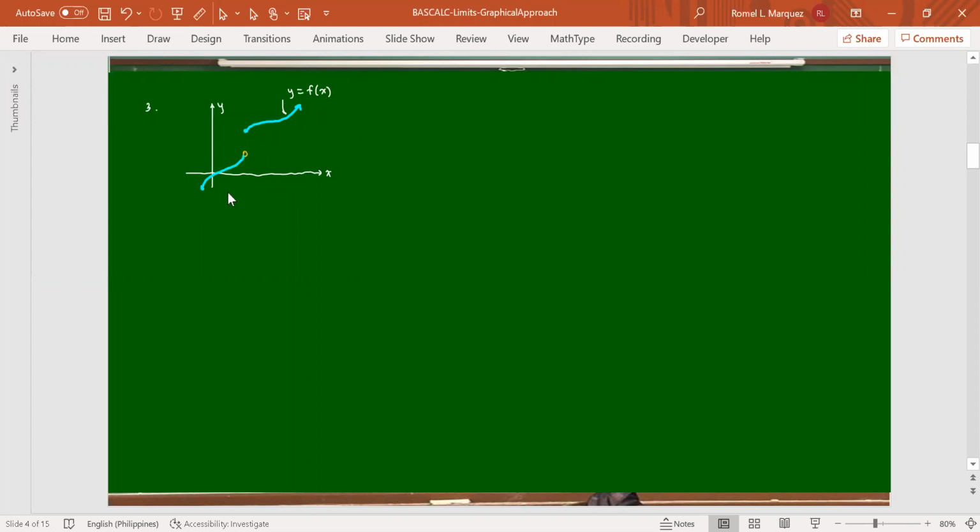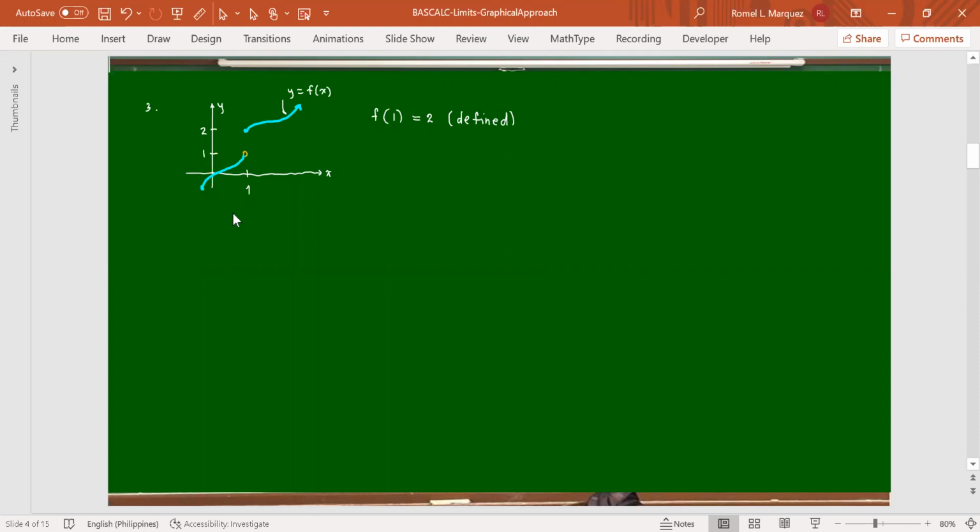Now, what can you say about the function value? Let's say this is 1, and this is 1, and this is 2. What can we say about the function value at 1? Is it defined, guys? It is defined. When x is 1, the function value is equal to 2. Am I correct, guys? This is the value. Okay? Is that clear, guys?